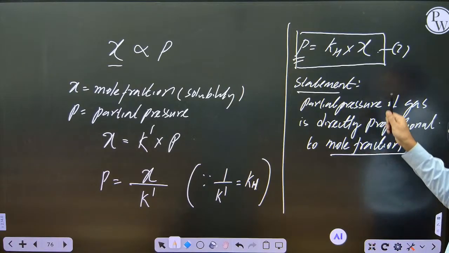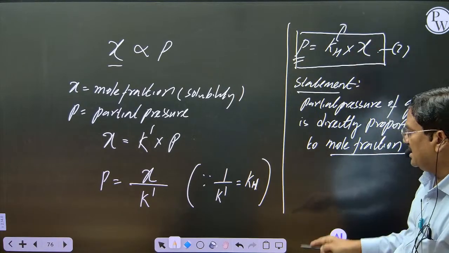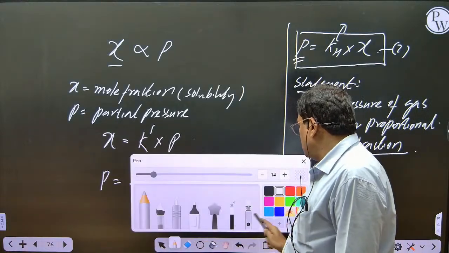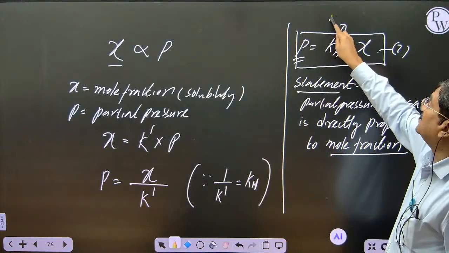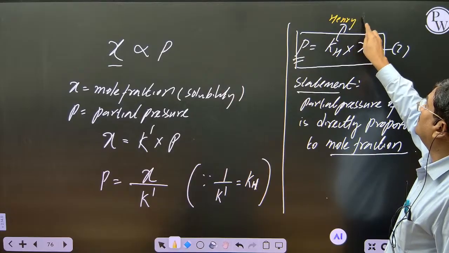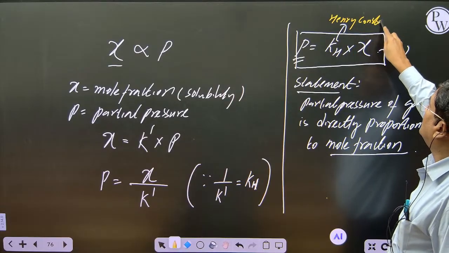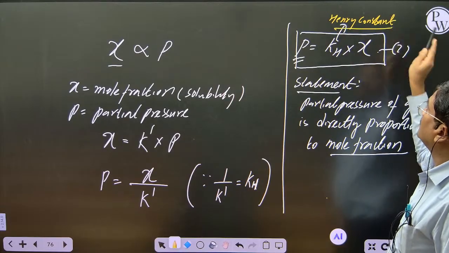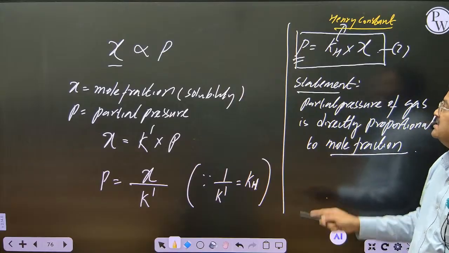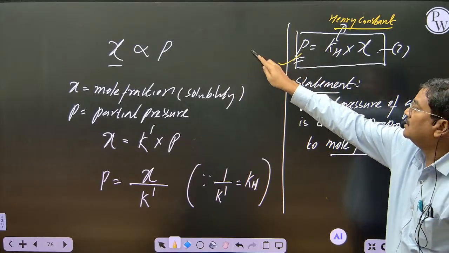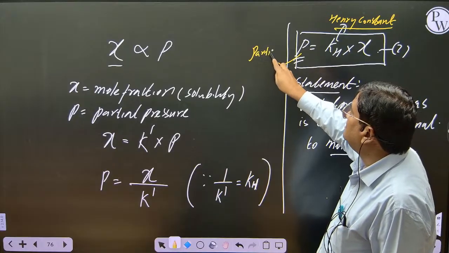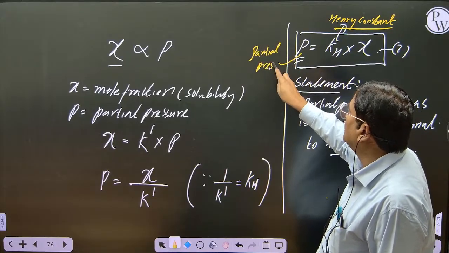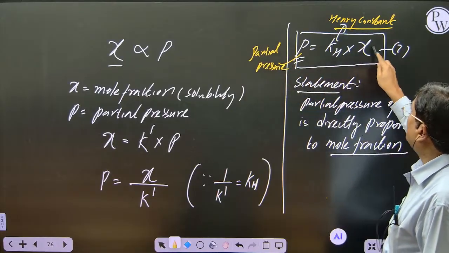And what is this KH called? This KH is called Henry constant. To honor Henry, we are calling this Henry constant. KH is called Henry constant, where P is partial pressure. What is P? Partial pressure. What is chi? Chi is mole fraction.